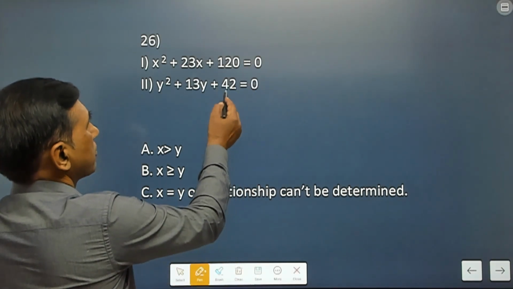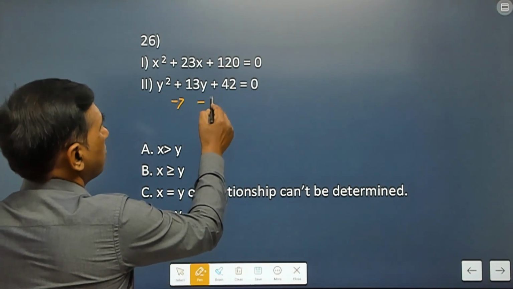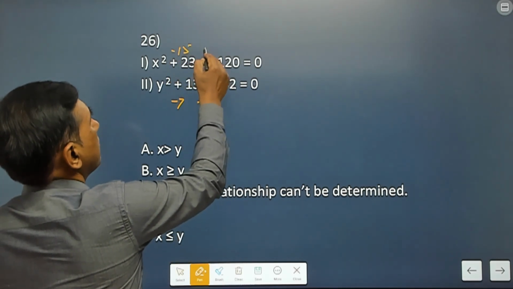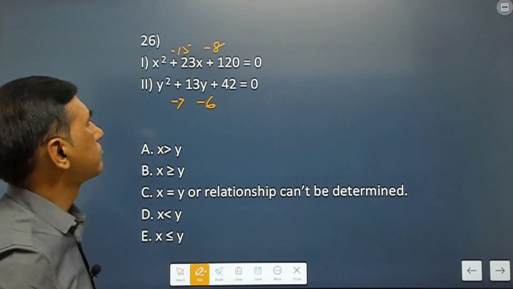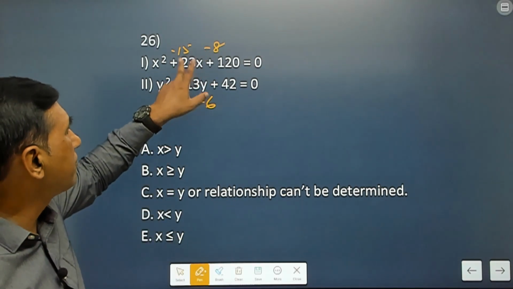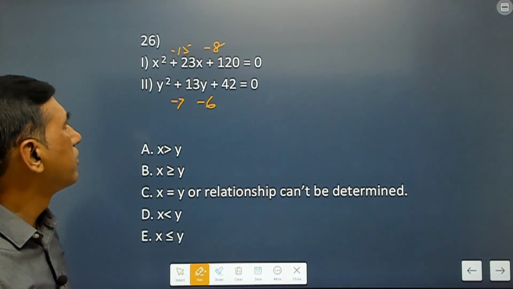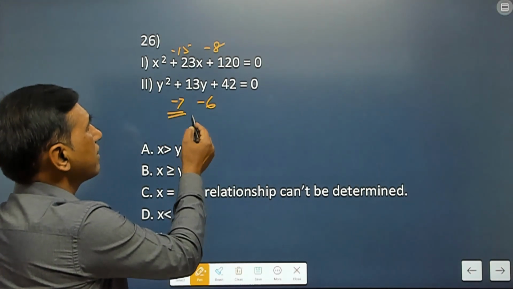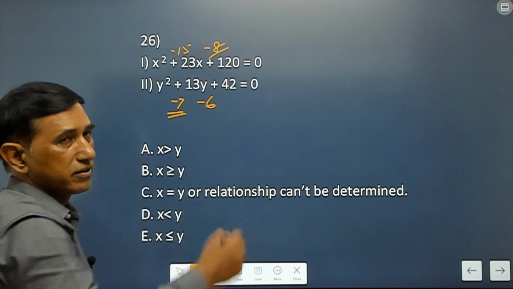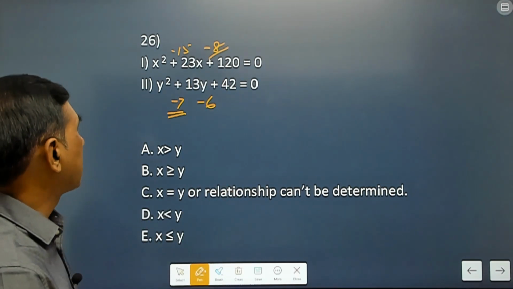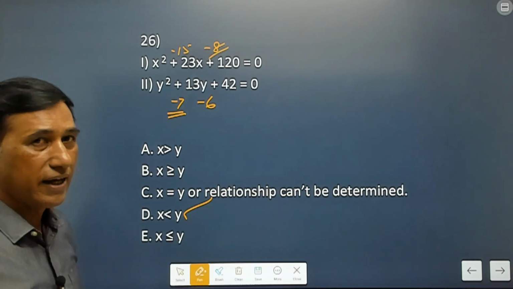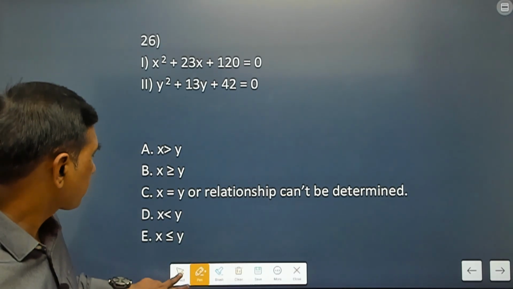Minus minus, this will be minus 7, minus 6. This has to be minus 15, minus 8. 15 plus 8, 23. 15 into 8, 120. So minus 7 is a smaller one of this, and minus 7 is greater than minus 8, and certainly greater than minus 15. So y is greater than x.